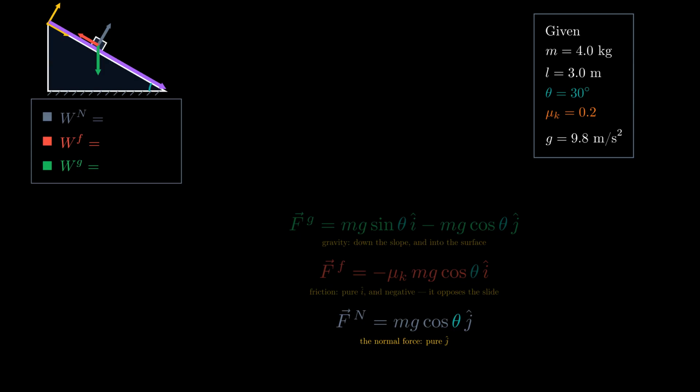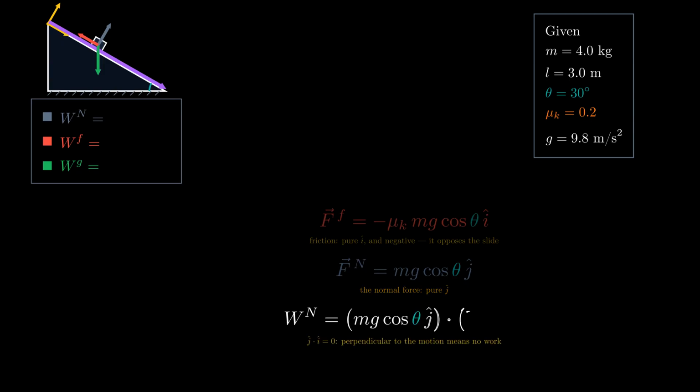Take the dot products, one force at a time. The normal force is pure j hat, dotted with a displacement that is pure i hat. j hat dot i hat is 0, so the normal force does 0 work. Perpendicular to the motion means no work. The dot product says it instantly.